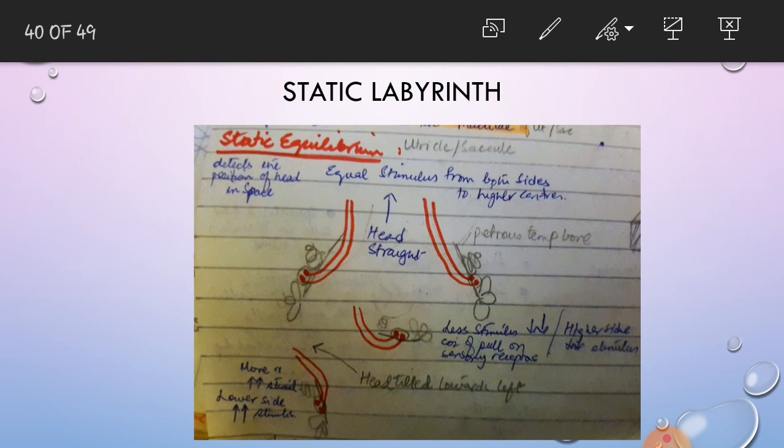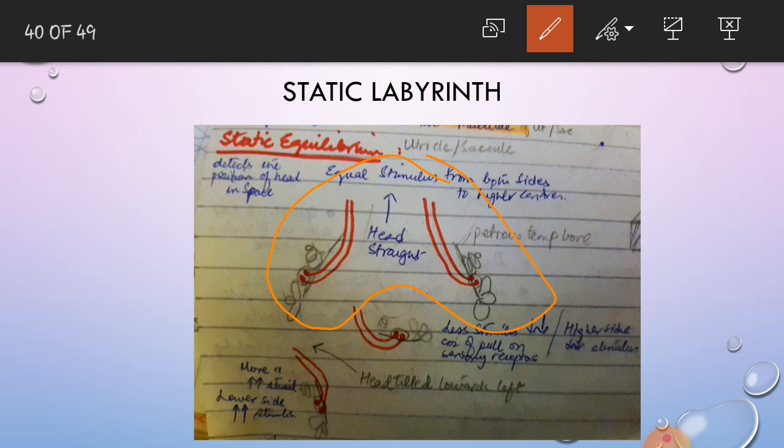Just have a look at this diagram, which is hand drawn. I'm sorry if you find it complicated. Under conditions of health, when the head is erect or is in uniform velocity, an equal number of stimuli pass from both sides to the higher centers, and the brain deciphers or translates this to assess the correct position of the head in space. As you can see in this above diagram, the head is straight and equal number of stimuli pass from both sides to the higher centers.